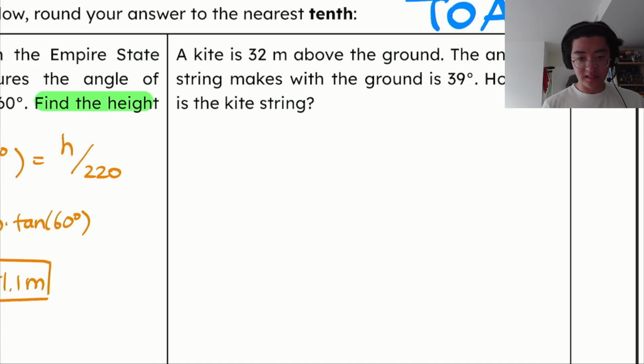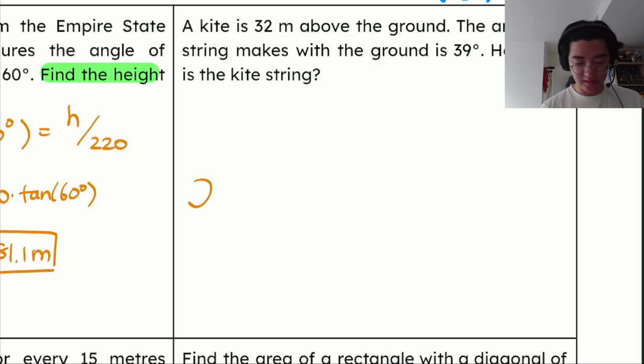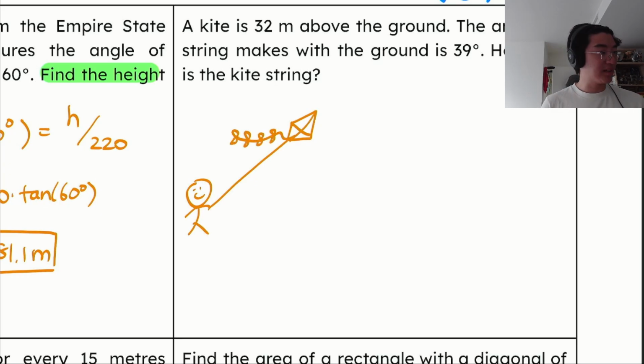Okay, so now a kite is 30 meters off the ground. The angle the string makes with the ground is 39 degrees. How long is the kite string? Okay, so we've got a little guy, we've got a kite here. Oh, haven't flown a kite in a while. That's always fun.